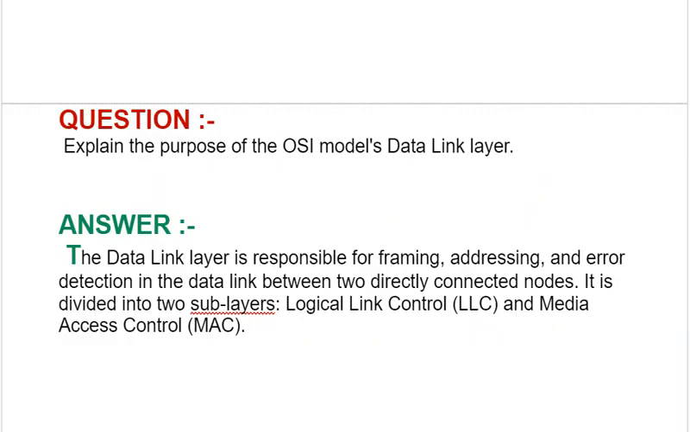Our interview question based on Certified Network Associate is: explain the purpose of the OSI model's data link layer. Your answer should be: the data link layer is responsible for framing, addressing, and error detection in the data link between two directly connected nodes. It is divided into two sublayers, that is, Logical Link Control (LLC) and Media Access Control (MAC).